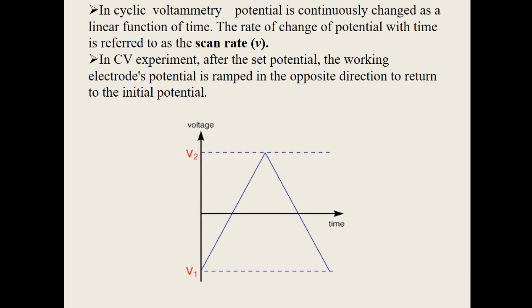In cyclic voltammetry, what happens is that this one is potential. If, according to your analyte, you want to first reduce and then oxidize, then you have to reduce the potential, and after reaching a certain potential, you again come back to the initial potential. According to the analyte, if you want to first oxidize and then reduce, then you have to go to a positive potential to oxidize that analyte, and then to a negative potential. And this is a simple diagram.